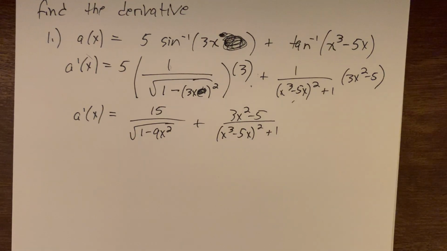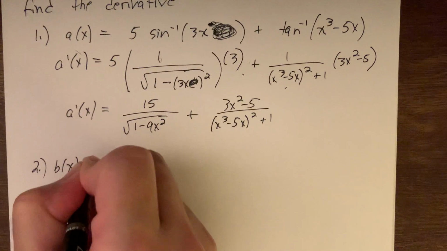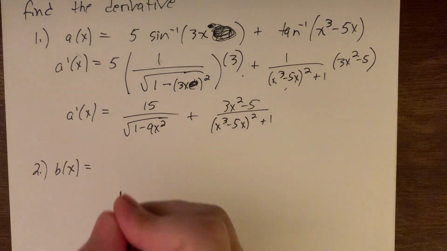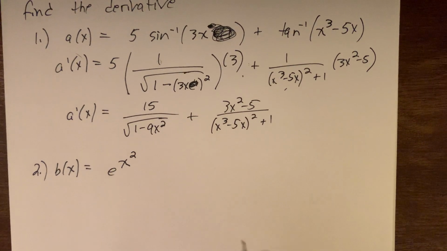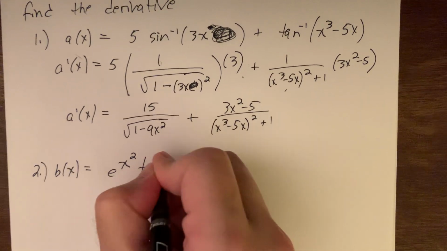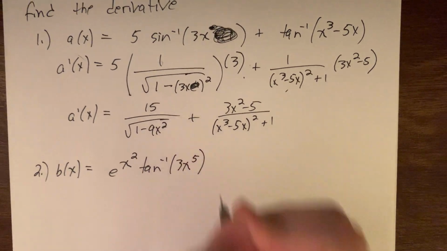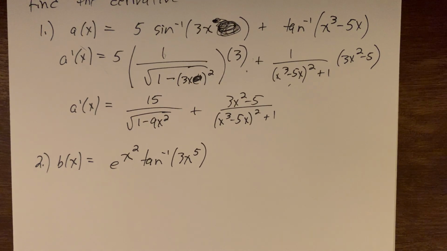So let's get more practice, though. Let's move into number 2. We'll look at b of x. And for b of x, let's mix some old stuff together. Let's look at e to the x squared times inverse tan of 3x to the 5th power. Okay, we're still taking a derivative, but we still want to observe the situation.